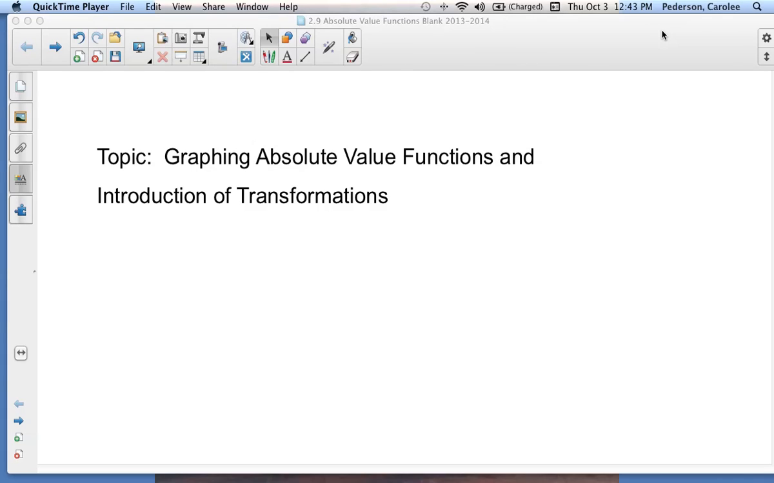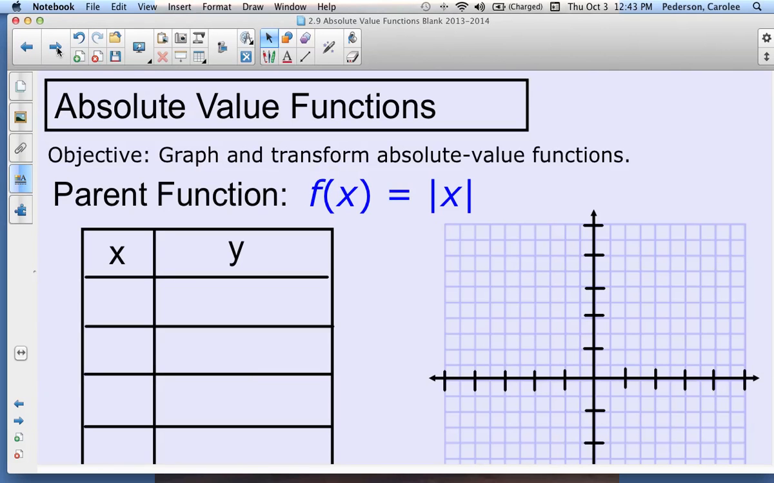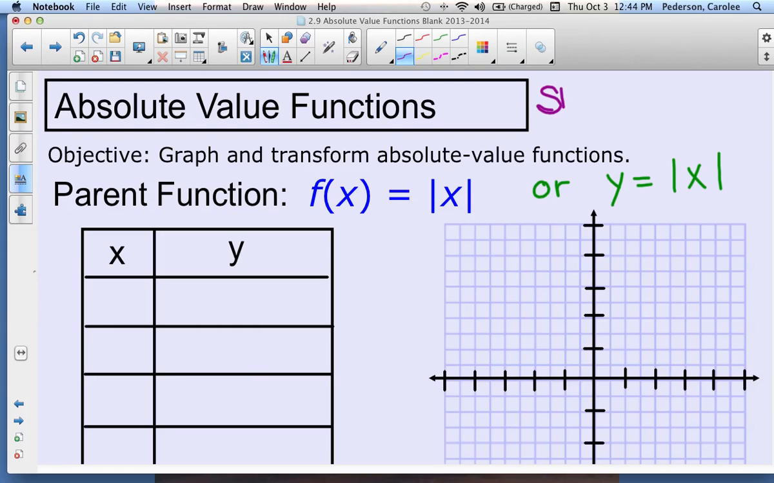This video focuses on graphing absolute value functions and an introduction to transformations. This first slide is very important for you to write down. What we have is an absolute value function. The function looks like f of x equals the absolute value of x. You can also write it without the f of x notation, and it's just y equals the absolute value of x. The shape of this graph looks like a V.